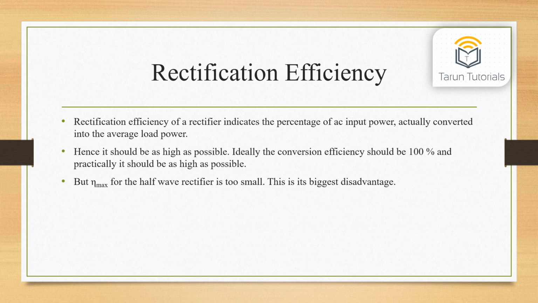Rectification efficiency of a rectifier indicates the percentage of AC input power actually converted into average load power. Hence, it should be as high as possible. Ideally, the conversion efficiency should be 100% and practically it should be as high as possible. But eta max for the half wave rectifier is too small. This is the biggest disadvantage.